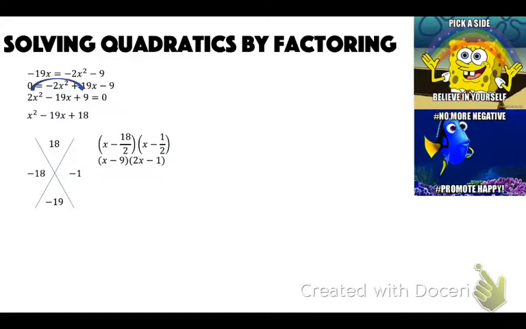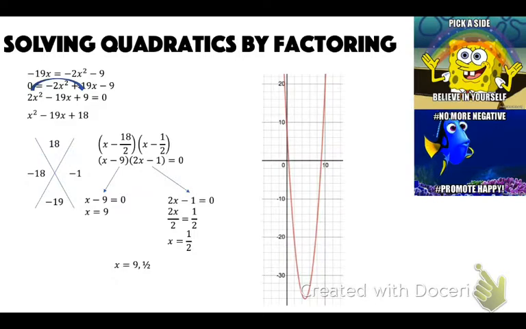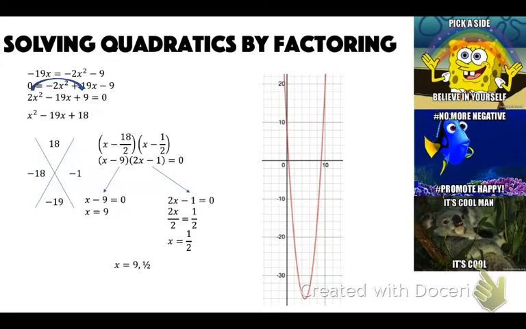Now, if you factored that a different way, you would have gotten the same exact thing. And then set those equal to 0. That first one just becomes 9. The second one, add the 1 over, you get 2x equals 1. Divide by 2, and we get x equals 1/2. And again, you could graph this, and we can see that it's crossing here at 1/2 and at 9. Okay? That's cool, man. It's cool.